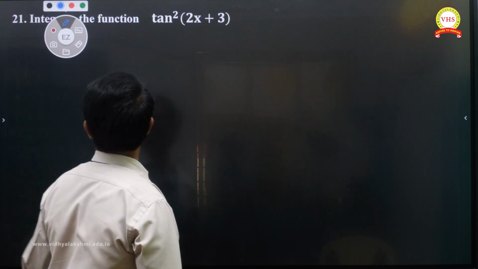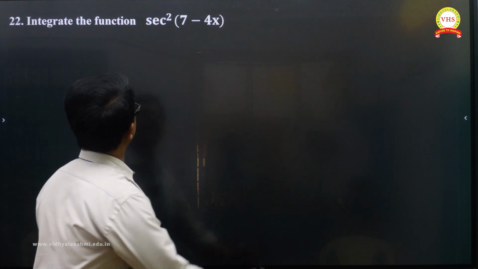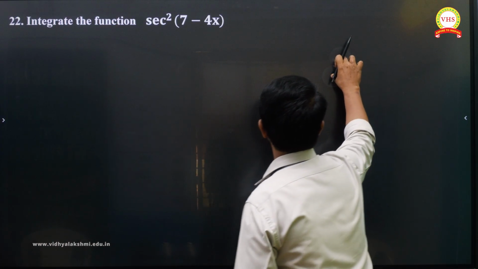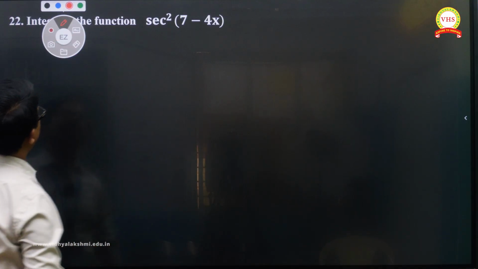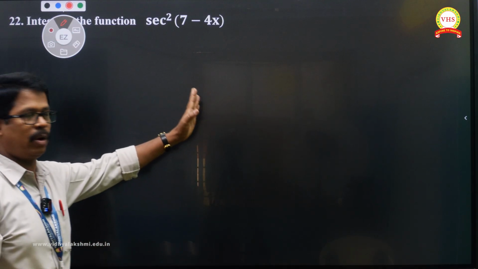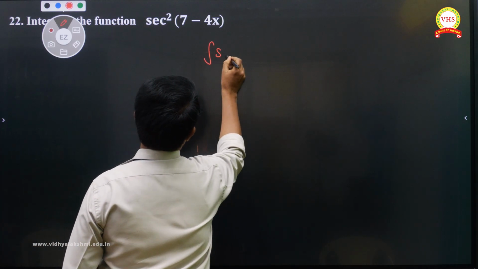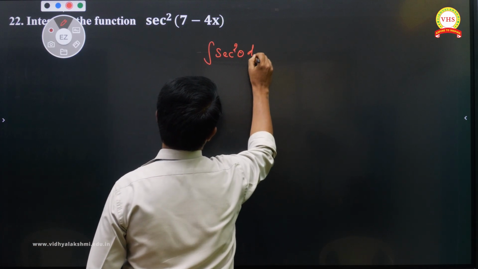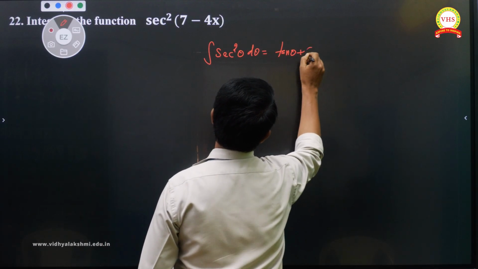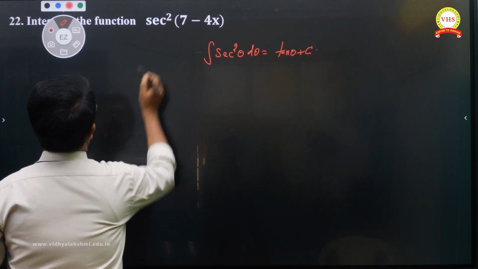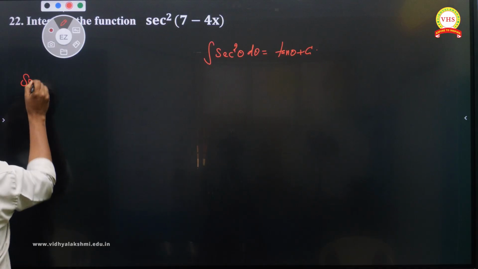Question number 22. Look at this, the same kind of sums, in terms of square. What is the square function here? Here it is given in terms of secant square. We know very well, as I told you just before, there is a direct formula: integral of secant square theta d theta equal to tan theta plus c. Now we are going to take this secant square theta for direct integration. Now the solution is what?